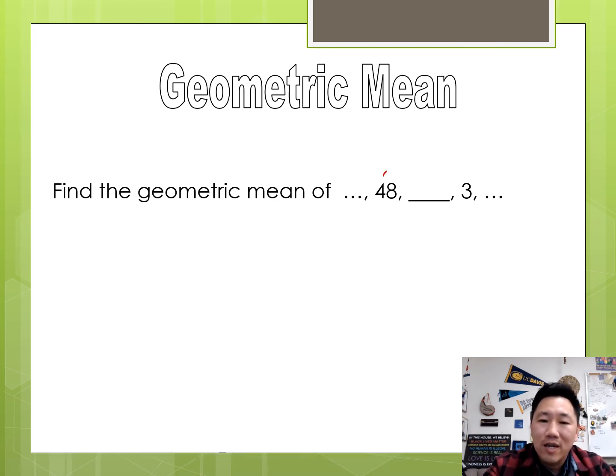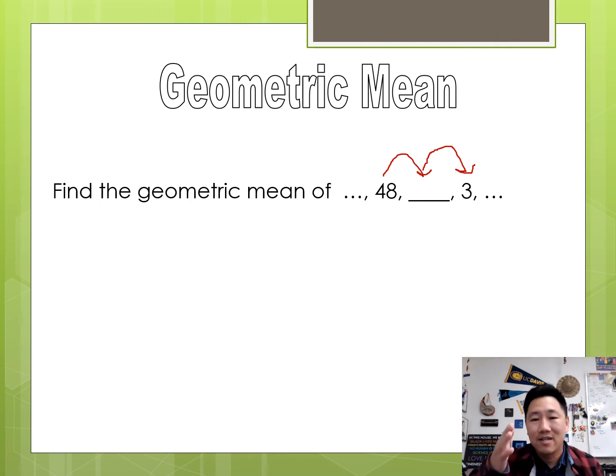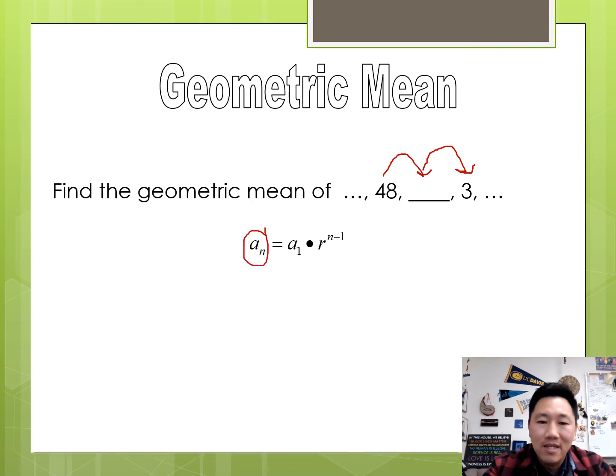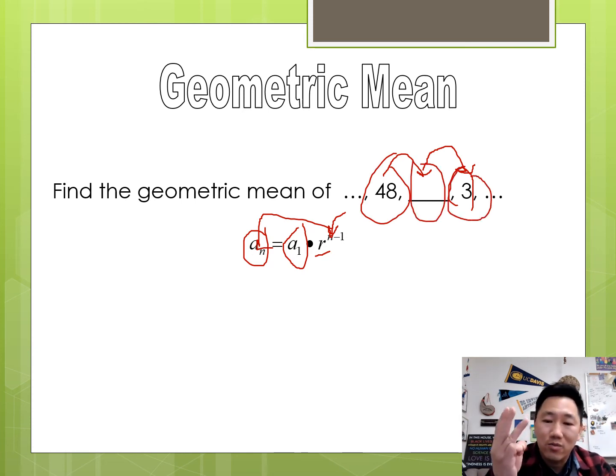You have to say 48 times what gives you that number, and then times that number gives you 3. And it looks like we might be dividing since it's going down, or multiplying by a fraction for the number to go down. All right, using the geometric formula, we have that. We know the last term is 3. We know the first term is 48. We don't know r, but we know the n. It has to match this n, which is this number. It is the 1, 2, 3rd number, so n is 3.